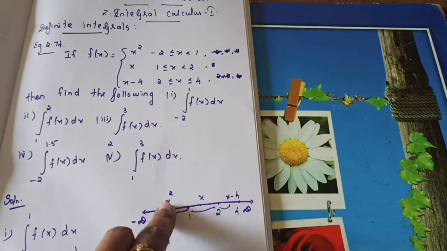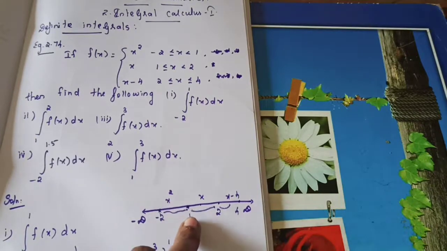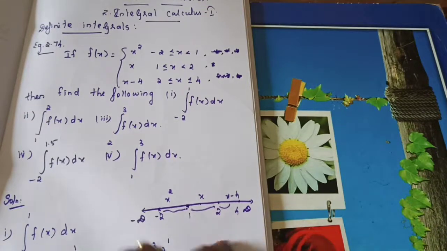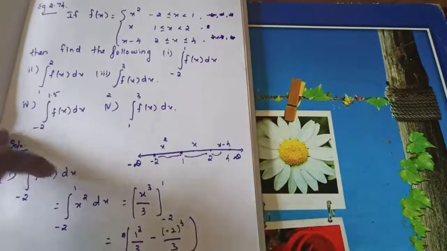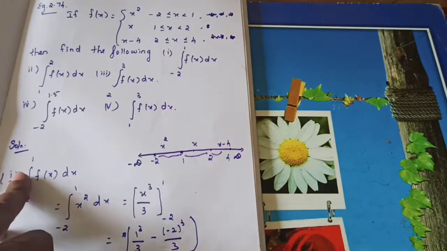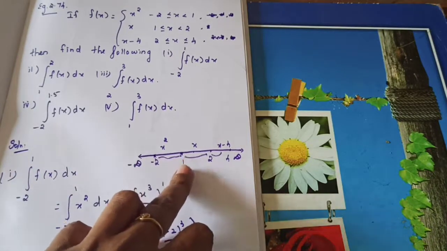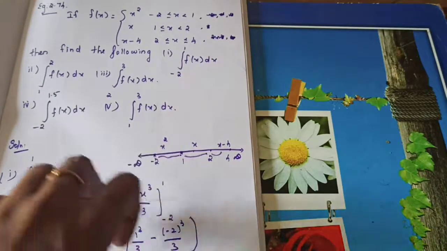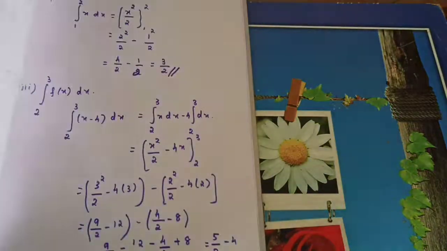Minus 2 to 1 means the f of x value is x square. Then 1 to 2 means the f of x value is x. Then 2 to 4 means the f of x value is x minus 4. According to that, you need to take the value and substitute here. So first Roman, minus 2 to 1 f of x. Minus 2 to 1 means from here to here, so x square dx. Now we will integrate: x cube by 3. Then if we substitute the upper limit and lower limit, we will get the answer.